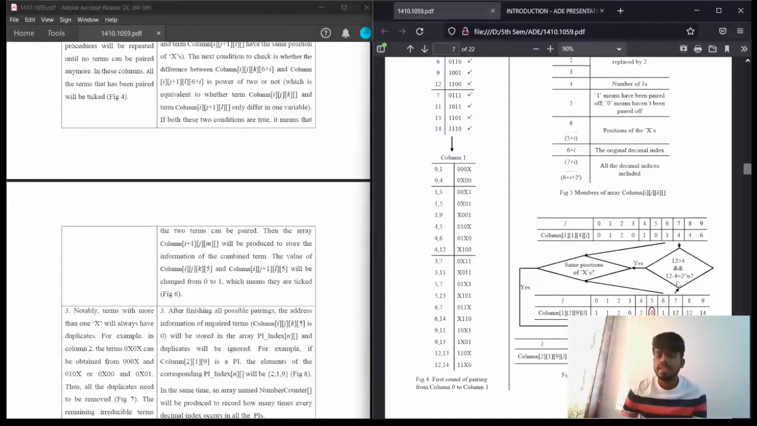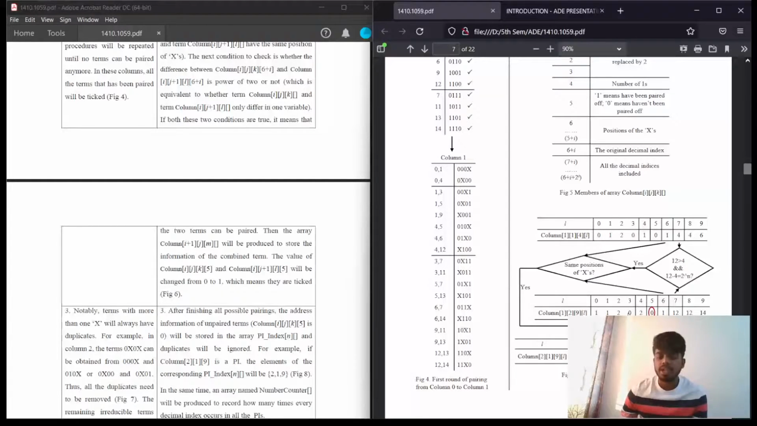In the seventh bit, the difference between the original decimal indexes is seen. So that's 12 minus 4. 12 minus 4 is what? 8. So 8 can be represented as 2 power 3, which means they differ by 1 bit, and these two can be paired.